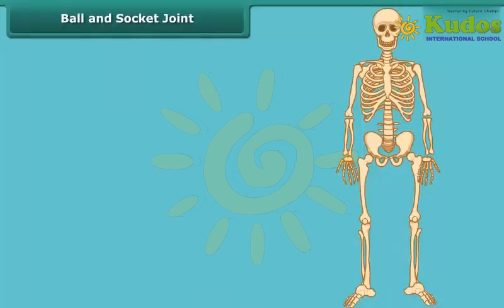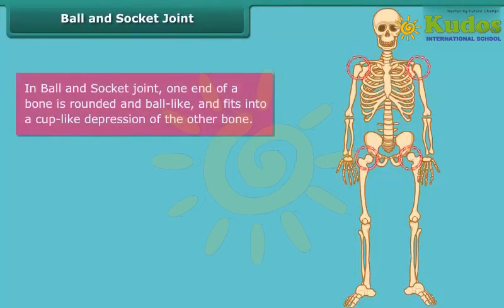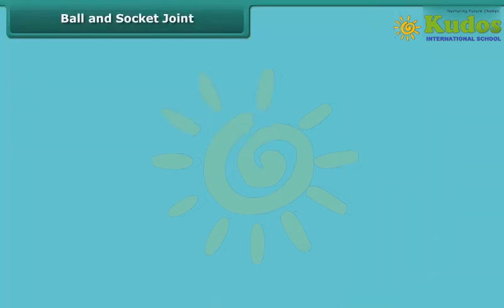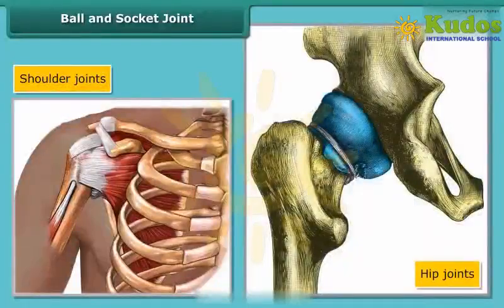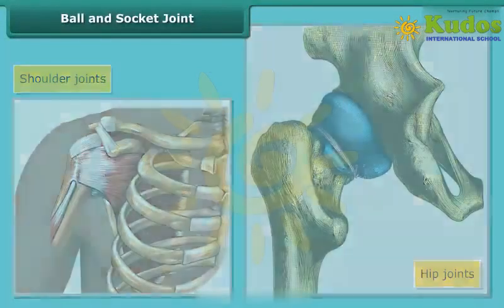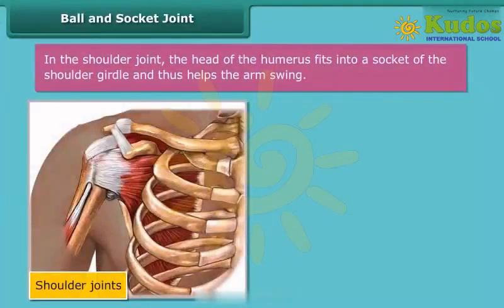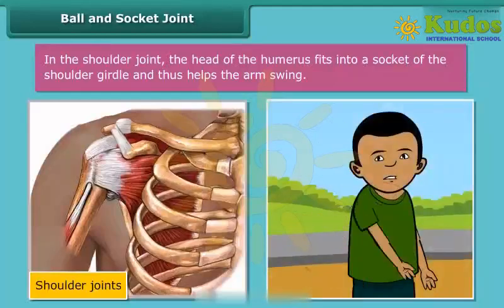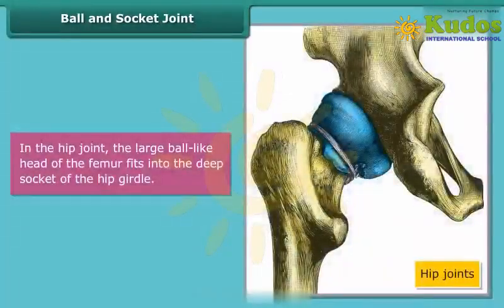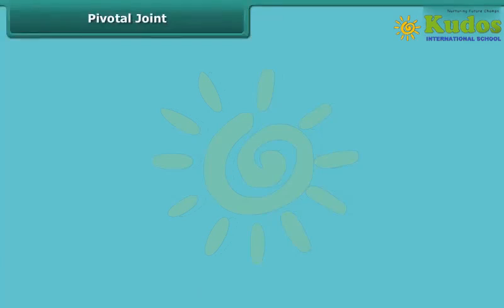Ball and socket joint. In a ball and socket joint, one end of a bone is rounded and ball-like and fits into a cup-like depression of the other bone. It provides movement in any direction. Shoulder joints and hip joints are examples of ball and socket joints. In the shoulder joint, the head of the humerus fits into a socket of the shoulder girdle and thus helps an arm swing. In the hip joint, the large ball-like head of the femur fits into the deep socket of the hip girdle.